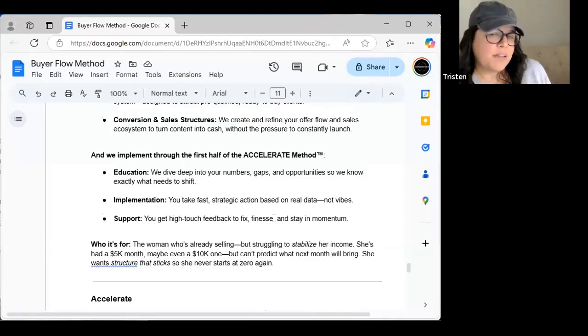So this is for the woman who's already selling, but she's struggling to stabilize her income. She had a 5K month, maybe she's hit a 10K month, but she keeps dropping back down below that 5 or 10K mark and can't really predict what the next month's income is going to be. And she wants the structure that sticks so that she doesn't have to keep starting at 0.